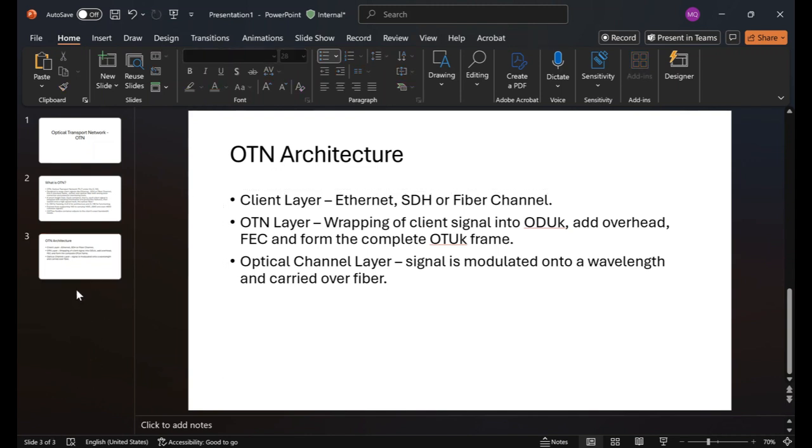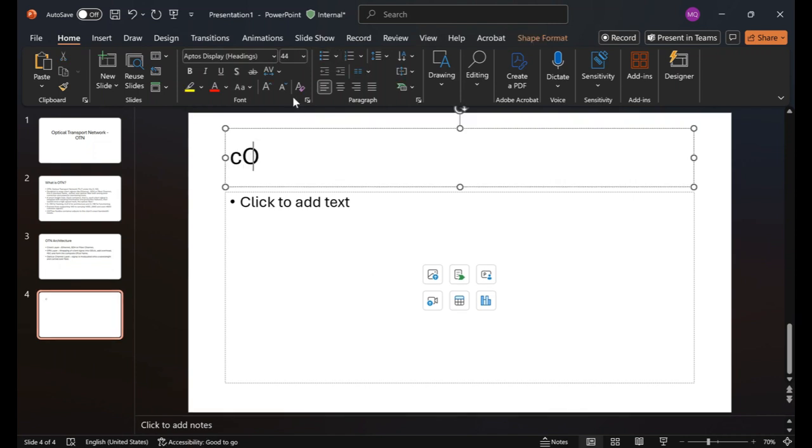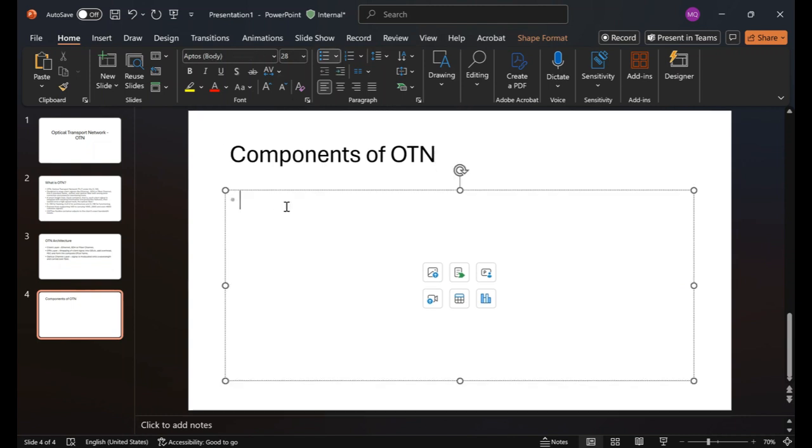Now, components of OTN. Let's break down the core building blocks. Number 1, OTUk, Optical Transport Unit. The complete signal ready to be launched onto fiber.